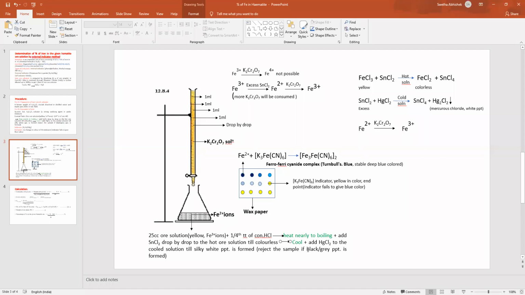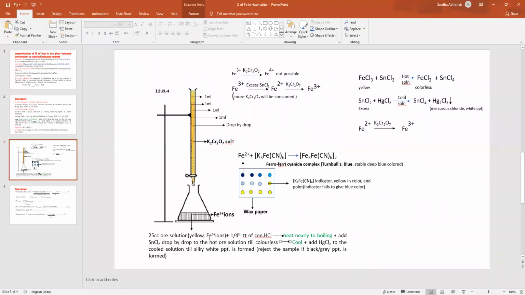Then under what condition you may get gray precipitate? This is possible when you add very much excess of stannous chloride. If you add very much excess of stannous chloride, or if you don't cool the reaction mixture before adding mercury chloride, then there is a chance of formation of black or gray precipitate. So the mixture has to be discarded. You cannot use it further. You have to prepare the fresh sample again, which may take another 10 to 15 minutes.